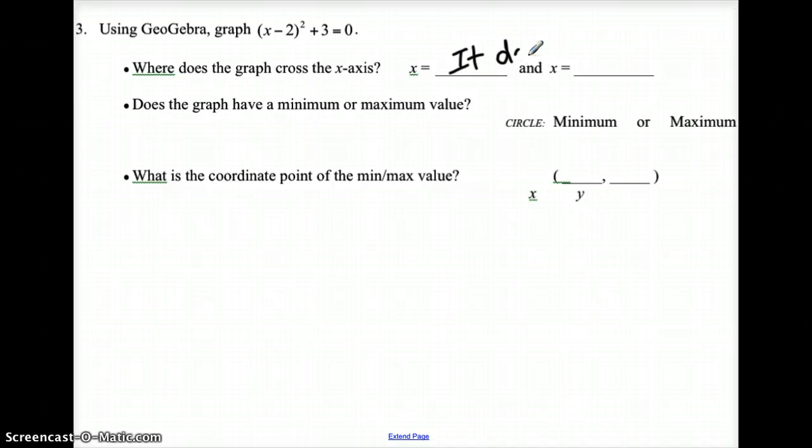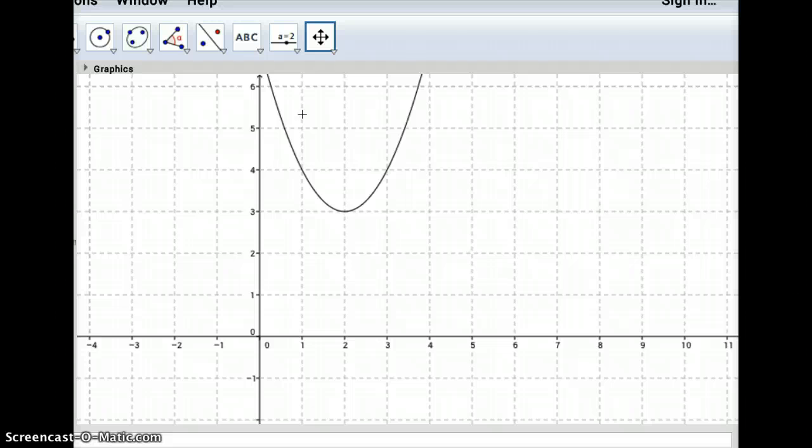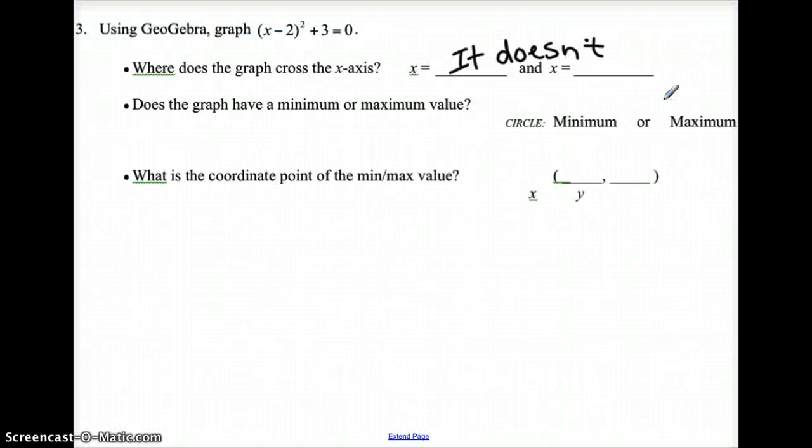Okay, so I wonder why that's happening. Does the graph have a minimum or maximum? So if I go back to the picture, since it dips down like this, it has a low point. We're going to call this point the maximum. And I know that it asks for the coordinate of that point. So the coordinate is 2, 3. So I have a minimum because it was a low point. And what's the coordinate point for this minimum? 2, 3.